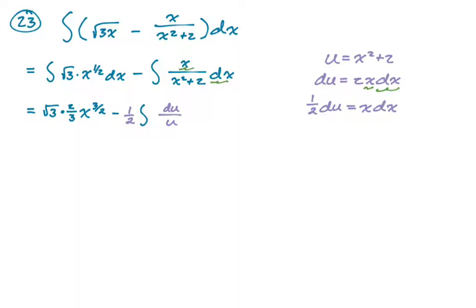That's a natural log because we're hopefully starting to recognize these things. So 2 root 3 over 3 is fine. x to the 3/2 minus 1/2 natural log absolute value of u. Never going to forget the absolute value. Plus c is the most annoying thing for students to forget, but the absolute value around the argument of a natural log is way up there.